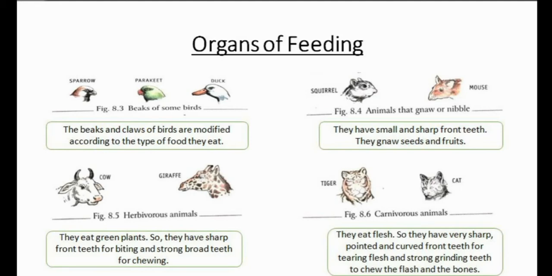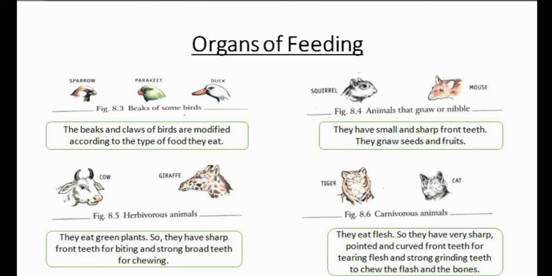Flesh eating birds like eagles, kites, and vultures have strong, sharp, and hooked beaks and claws to catch their prey and to tear flesh. Now, rodents like rabbits, mice, and squirrels have small and sharp front teeth. They gnaw seeds and fruits. Gnaw means to bite something repeatedly and chew it hard.